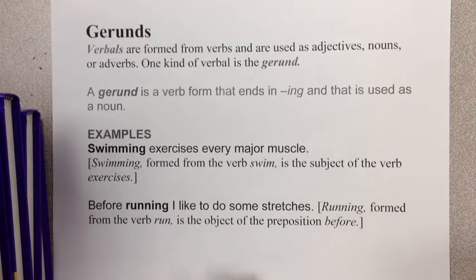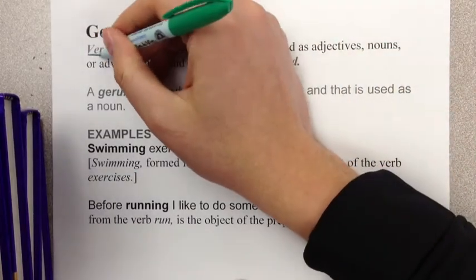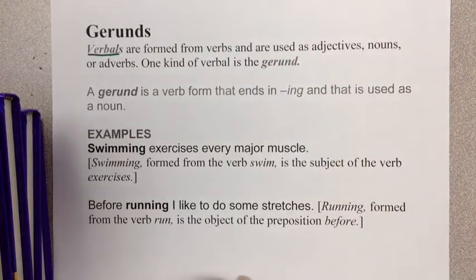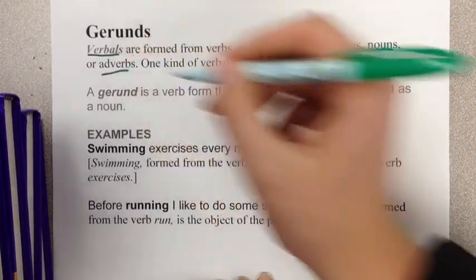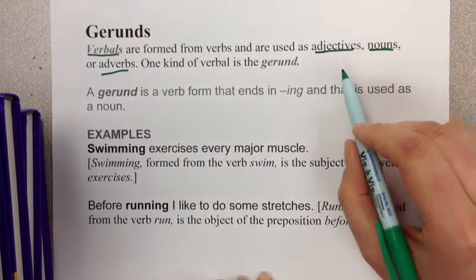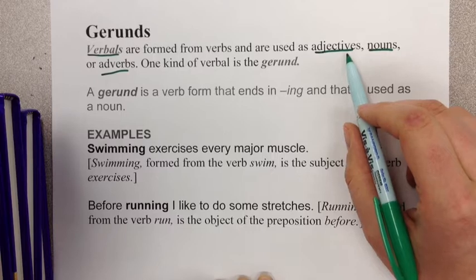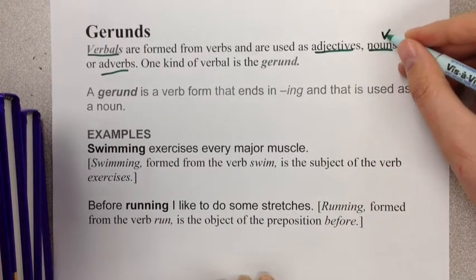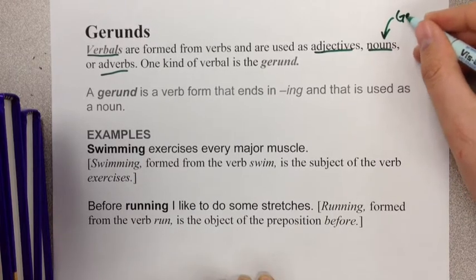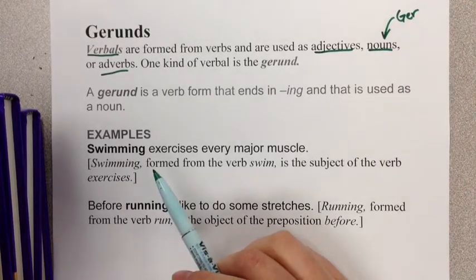Alright, so a gerund is a verbal, and a verbal is a verb that is changed a little bit to be used as either an adjective, a noun, or an adverb. Adjectives are participles and participial phrases. A verb that is used as a noun, this is a gerund. Here are some examples.